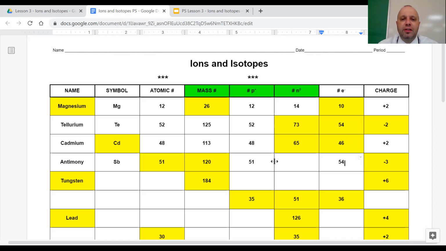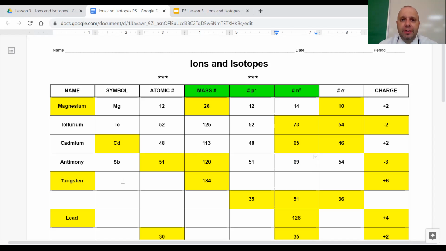And then finally, for the last part, I have 120 as my mass number. I'm going to subtract out 51 protons. So that's going to leave me with 69 neutrons. 69 plus 51 adds up to give you 120.